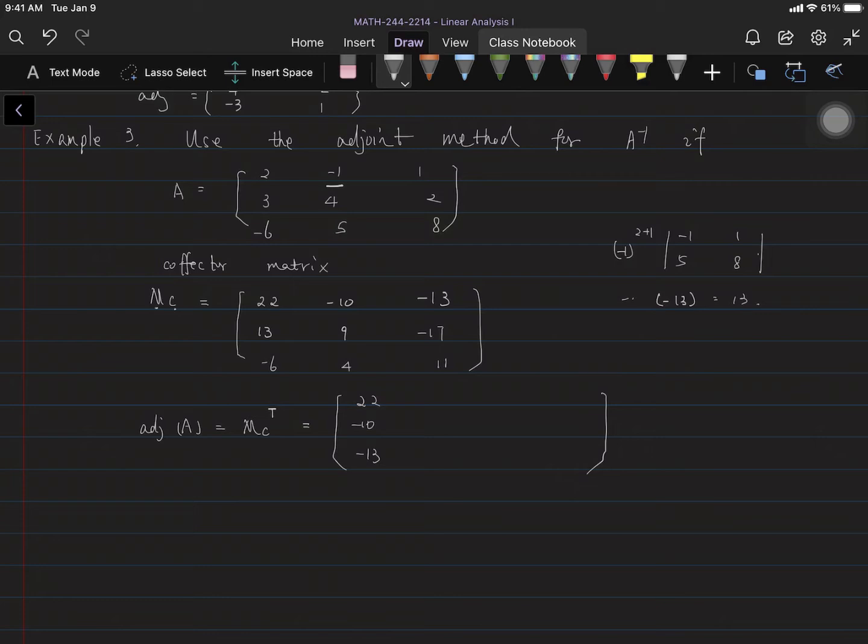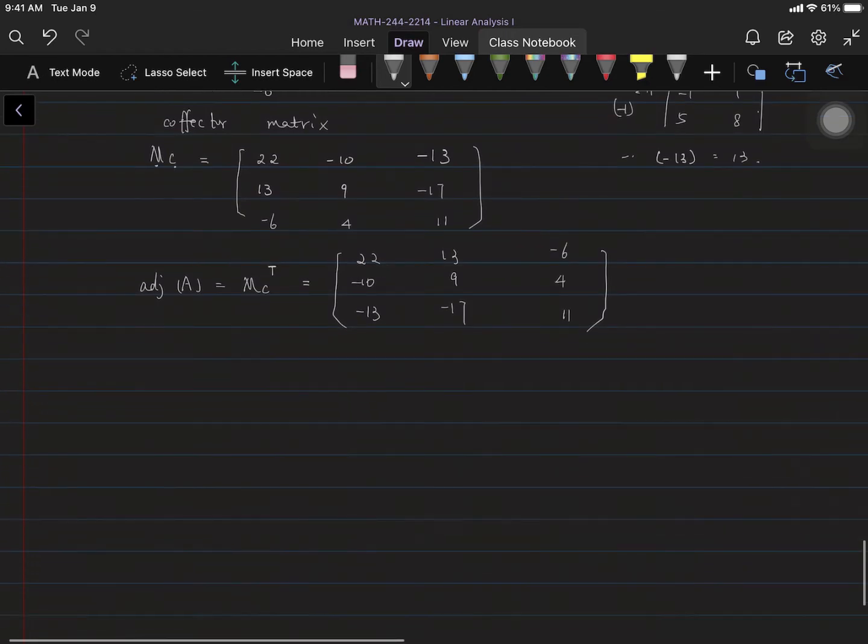And second row becomes second column. Third row becomes third column, transpose. So this is the adjoint matrix. And in the formula, what is the inverse matrix? The inverse matrix equals adjoint matrix divided by the determinant.